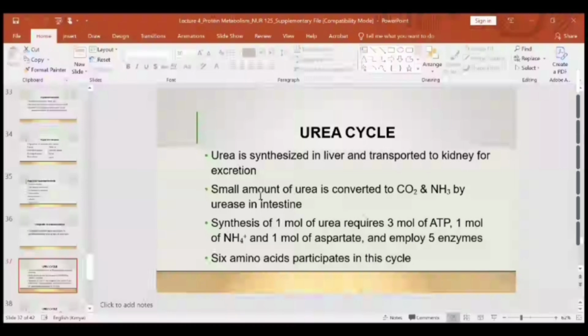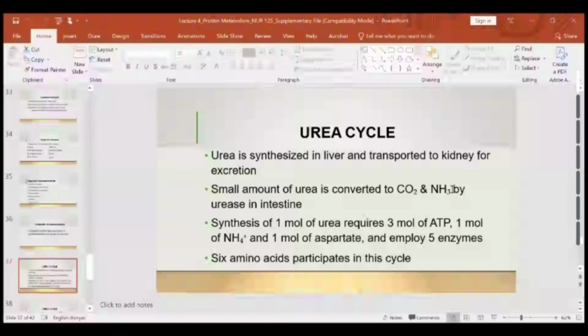So of course, a small amount of it is converted to CO2 and ammonia by urease in the intestine, as you've seen. So that particular enzyme called urease breaks down urea to produce ammonia again. And we've seen that ammonia is not necessarily bad to the body, it also has its own functions.